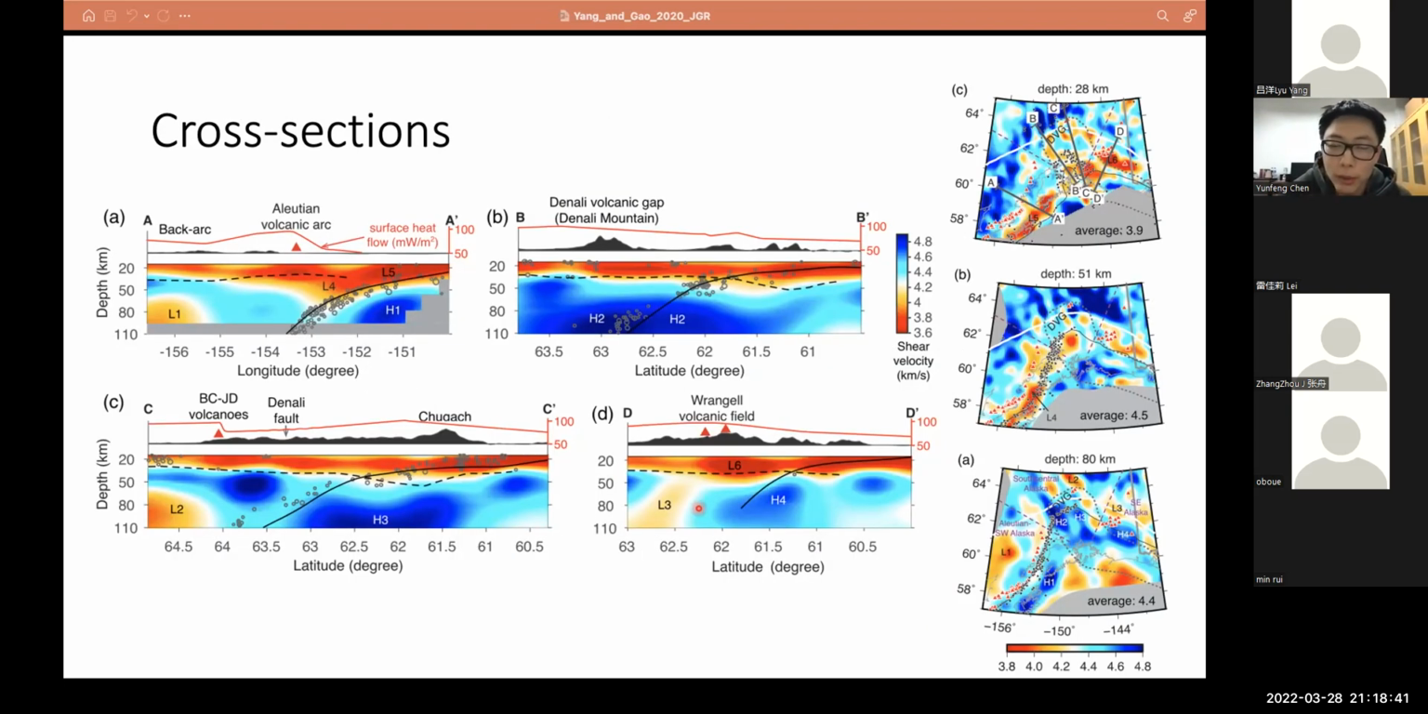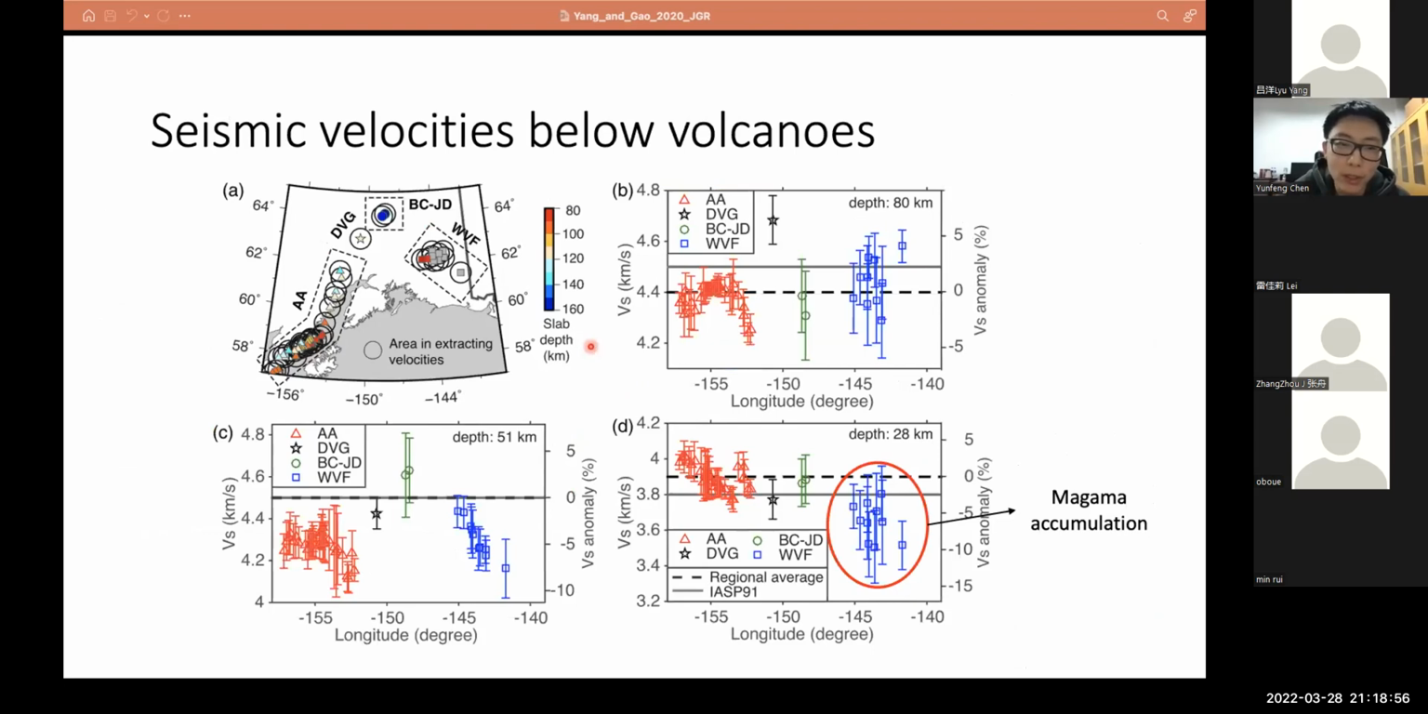So, typically seismologists just interpret the velocity structures based on the colors and also the strength or amplitude of the colors. But the authors went one step further. They did some more quantitative interpretation. What they did is extract the velocities beneath all those volcanoes at 3 different depths: 80, 51, and 28 kilometers. The red color corresponds to AA, the Aleutian arc, and the blue one corresponds to WVF and this cluster, and these 2 green circles correspond to these two isolated volcanoes, the BCGD group.